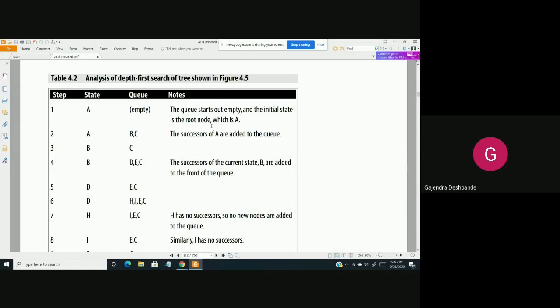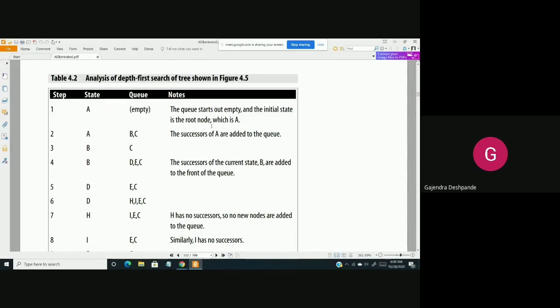So what we have done is add the successors of node A. The successors of node A are B and C. We have added them to the front of the queue. After adding to the front of the queue, we remove the first element from the queue in the third step. The first element is nothing but B. Then we check whether B is the goal node. B is not a goal node, but B has two children, D and E.